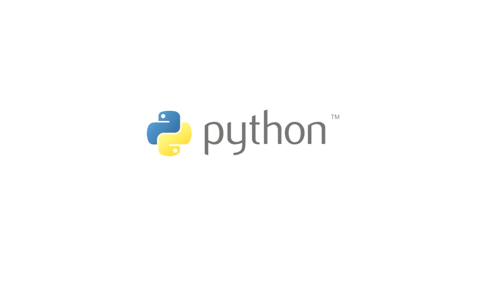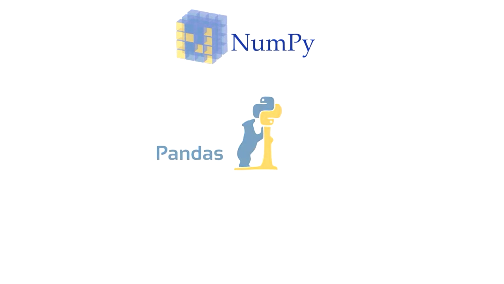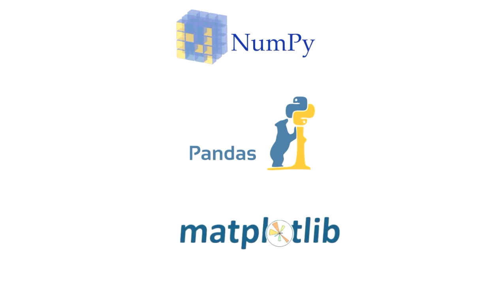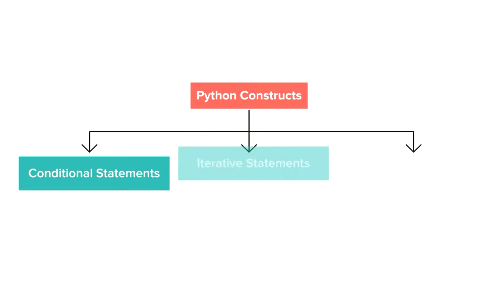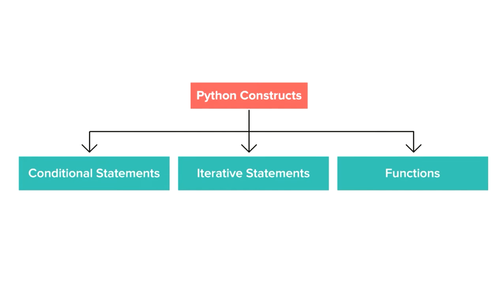So far, we have understood the building blocks of Python language and also looked at the basic data science libraries such as NumPy, Pandas, and Matplotlib. We will now build simple Python constructs such as conditional and iterative statements and functions. In this tutorial, we will talk about conditional statements. The iterative statements and functions will be covered in the subsequent tutorials.